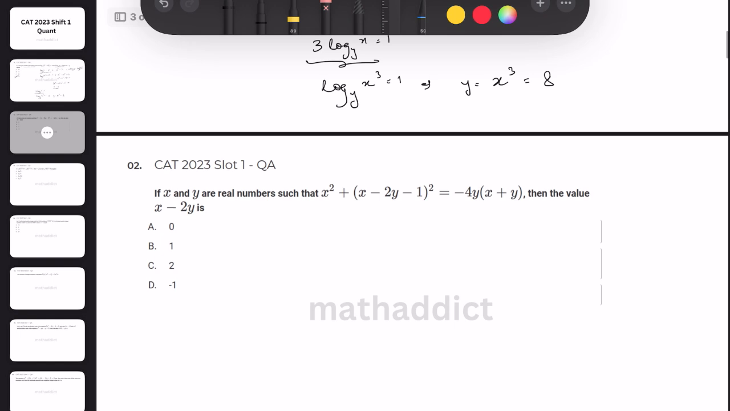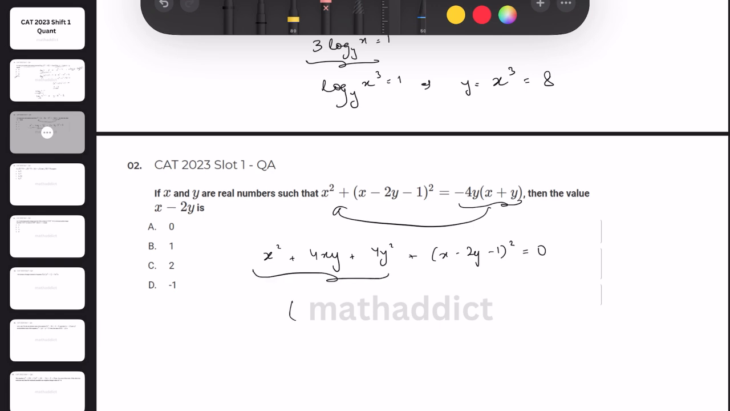So in the second question, we'll start by rearranging the terms. So we'll take this side here and we'll get x square plus 4xy plus 4y square equals 0. Now notice that this is also a perfect square. It can be written as x plus 2y squared.